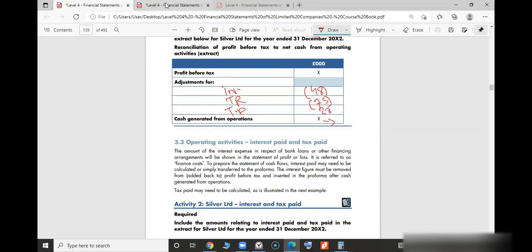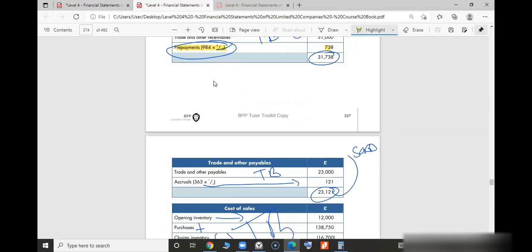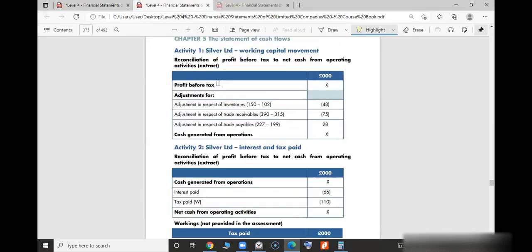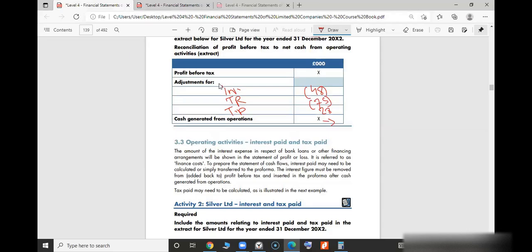Let's check our answer. Yep, that's correct. 48. 75 minus. Yeah, it is minus. We did a minus and 28. Yeah, well done. That's your activity 1. Let's go to the next one.